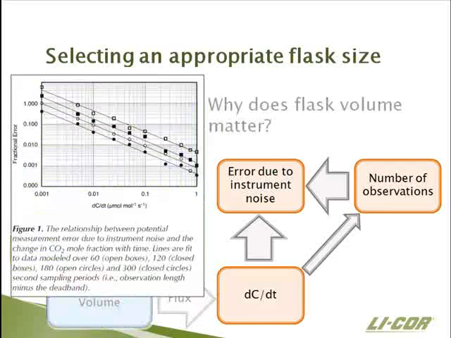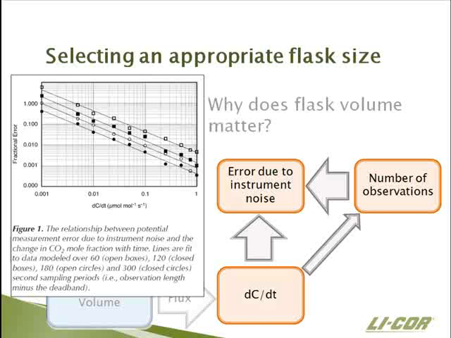So let's start with this relationship between DCDT and error in the measurement due to instrument noise. For the LI-8100 system, the peak-to-peak noise of the instrument is well known. And what we've done in the application note is we've actually modeled this noise for various sampling lengths. And we've plotted that against the amount of error that you would expect in the estimation of DCDT for these different sampling lengths. And so what you see here on the x-axis of the figure is DCDT. And on the y-axis is fractional error. So you can think about a fractional error of 0.1 being a 10% error in the flux measurement.